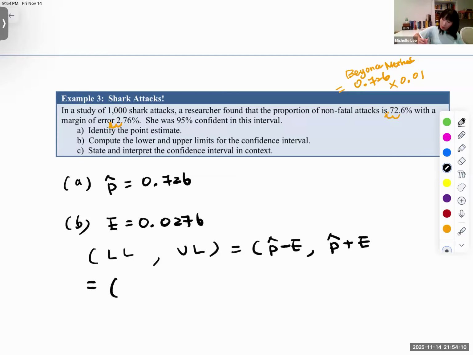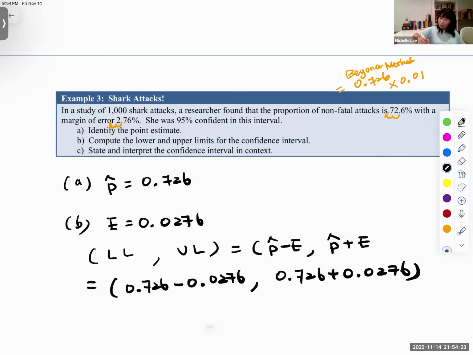That will be p hat, 0.726, minus 0.0276, and plus 0.0276. Can you please calculate? Okay, so thank you. We get 0.6984 and 0.7538.